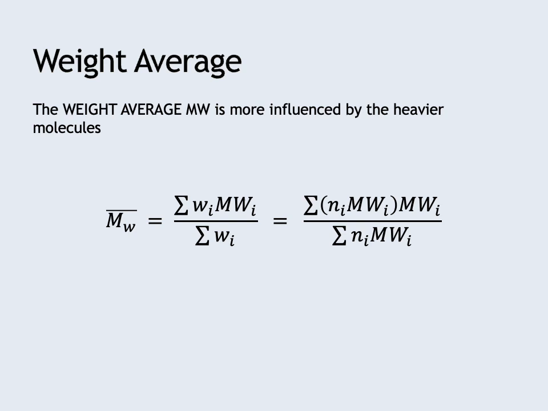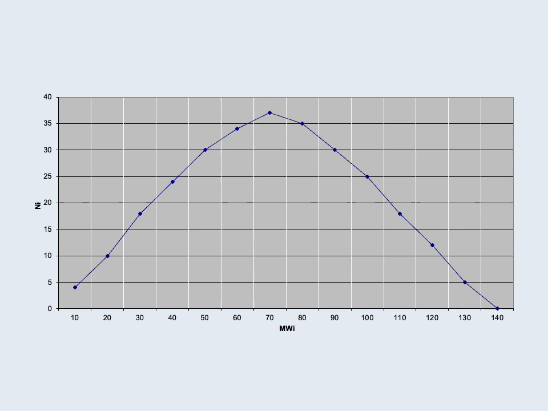And so I take the sum of W sub I, M W sub I, divided by the sum of W sub I. And this breaks that down further. And we'll do an example of that so you can see how this works. So let's say I have this normal distribution. I've got four molecules that are 10 units long. I've got 10 molecules that are 20 units long, and so on.